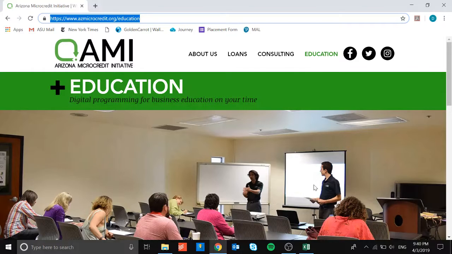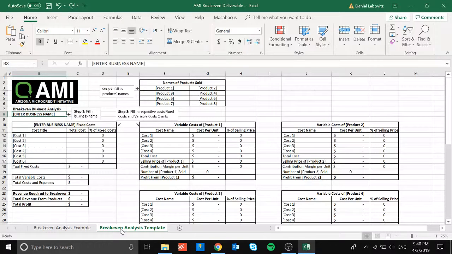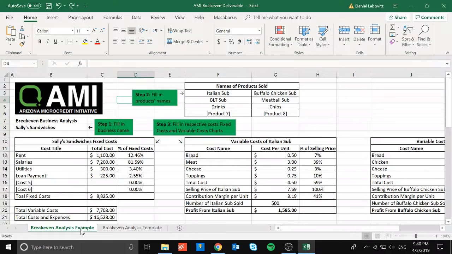Okay, so as I said, you can download our AMI break-even deliverable below on this page. I already have it downloaded, so let's jump into it. It's going to be an Excel module that looks like this. So as you can see, we have tab 1, which shows a break-even analysis example, tab 2, which shows a break-even analysis template.